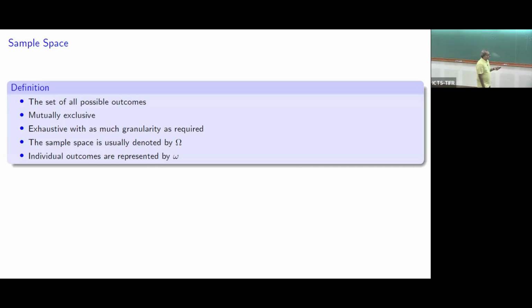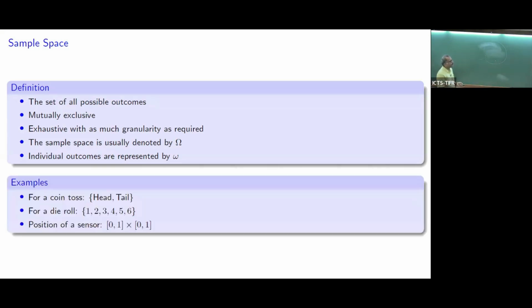So this is just some notation. We usually think about the sample space as this capital omega. In general, you can think about a set like this. So this is omega, and there are elements of this set which are called small omega. So this is the sample space.